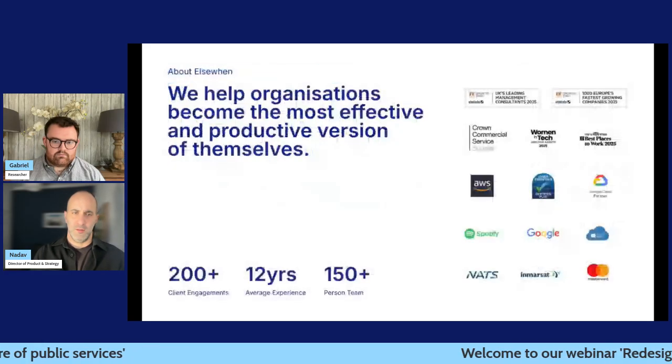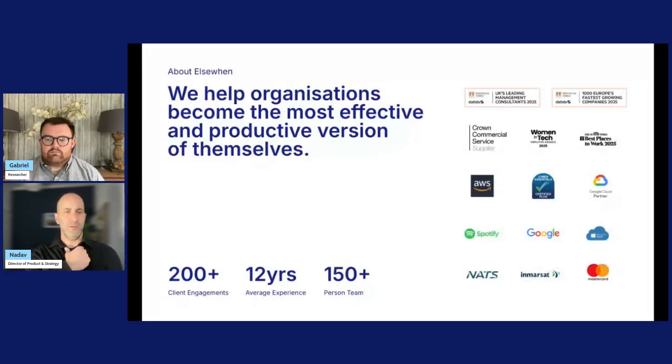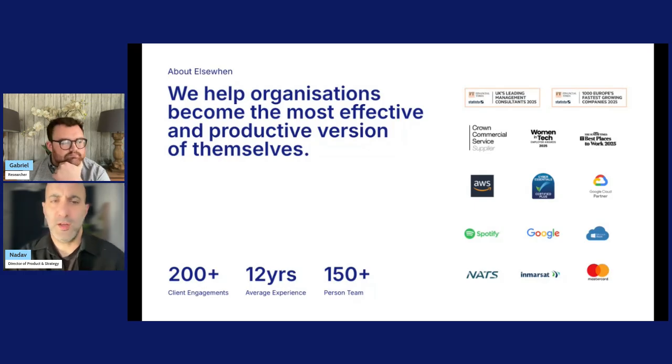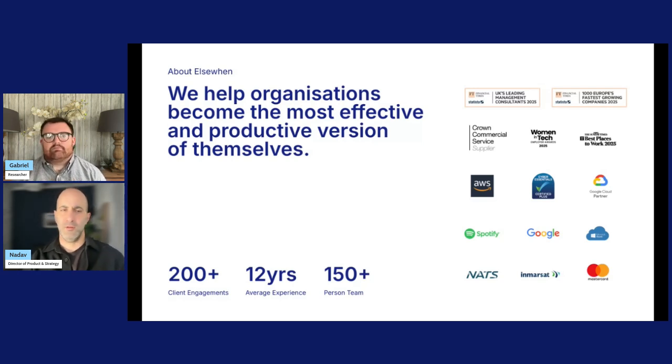Quick word about Elsewhen and who we are. Elsewhen is a digital consultancy, and we help organizations become the most effective and productive version of themselves. There's about 150 team members on our team with an average of 12 years of experience. And together, we've delivered well over 200 client engagements. Some of our clients include the likes of Spotify, Google, or MasterCard. We're also Google partners and have been growing quite rapidly. In fact, Elsewhen's been selected one of the UK's top management consultancies, as well as one of Europe's fastest growing companies for the second year running. So we are a small but very mighty team, working across different industries.